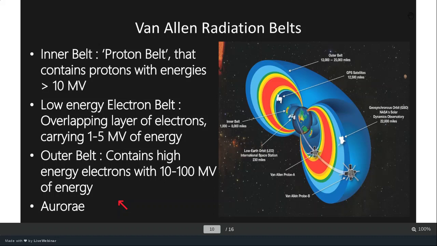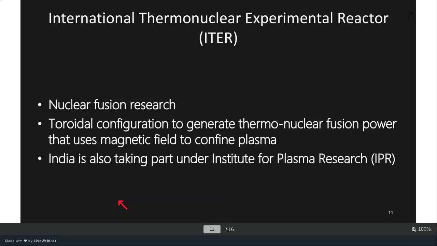atmosphere. And magnetic mirrors, used as an efficient tool to confine plasma, have been widely adopted in many applications, such as plasma thrusters and fusion research. One example is the International Thermonuclear Experimental Reactor, ITER.